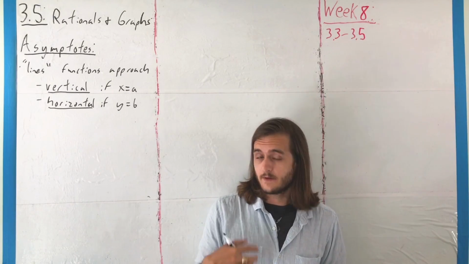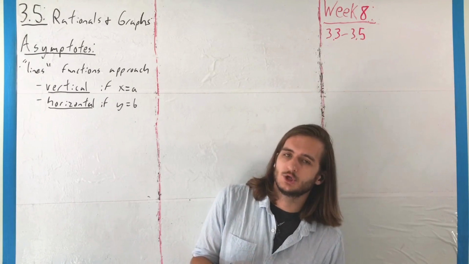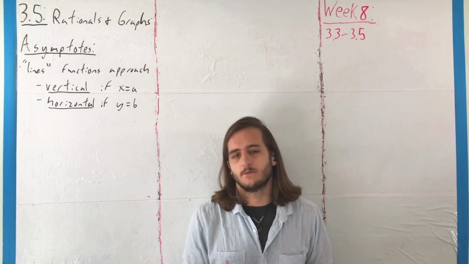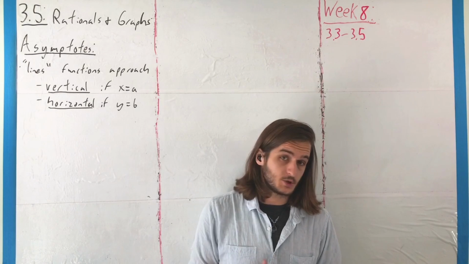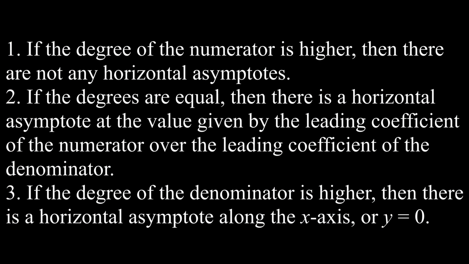So if we want to be able to identify horizontal asymptotes, what we need to pay attention to is the degree of the numerator and the degree of the denominator, where this happens in three potential cases. Either we have that the degree of the numerator is higher, where if that happens, there aren't any horizontal asymptotes. If the degrees are equal, then there is a horizontal asymptote at the value given by the leading coefficient of the numerator over the leading coefficient of the denominator.